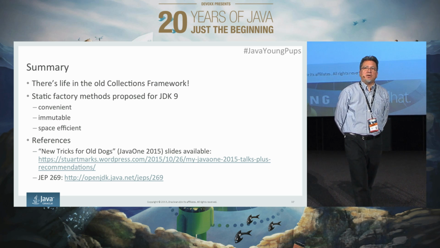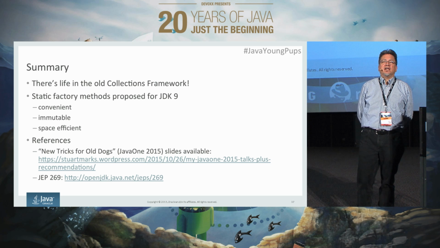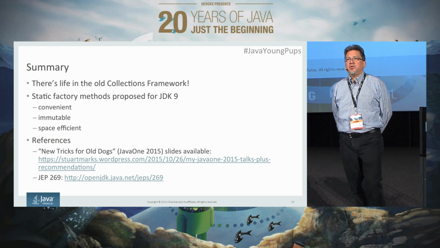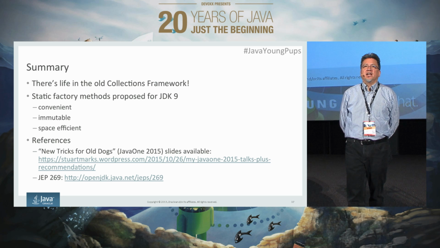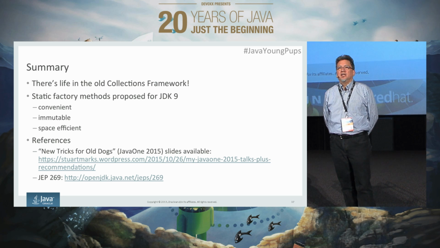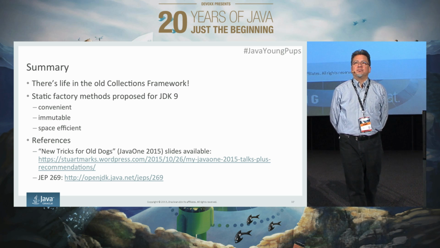The escape hatch for that is, if you want to create an immutable collection with a list of objects that is computed, the way to do that is to create an array containing those elements, and then call one of the factories that takes an array.